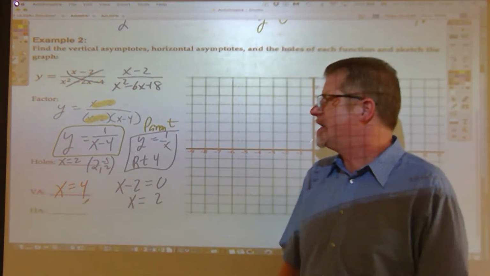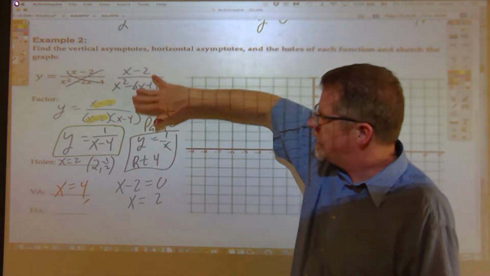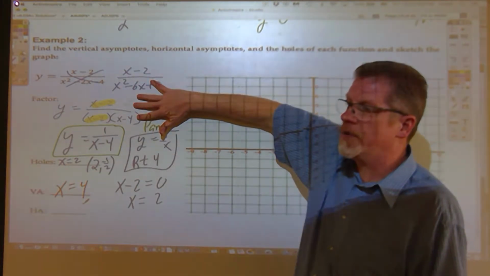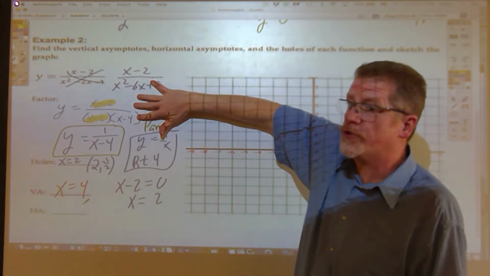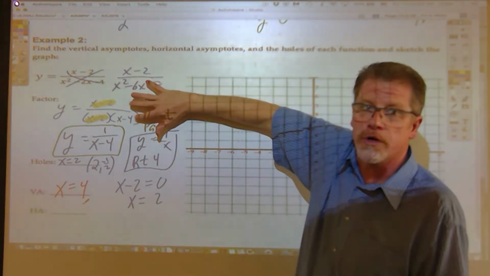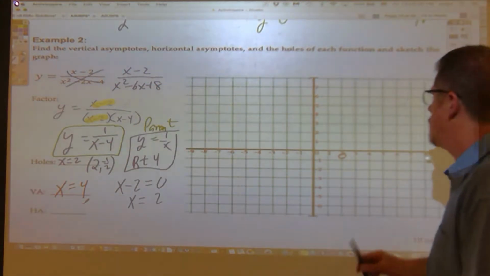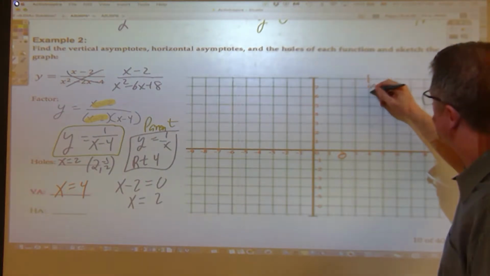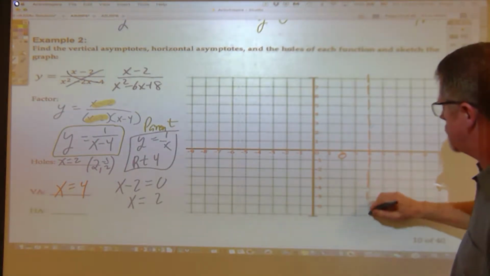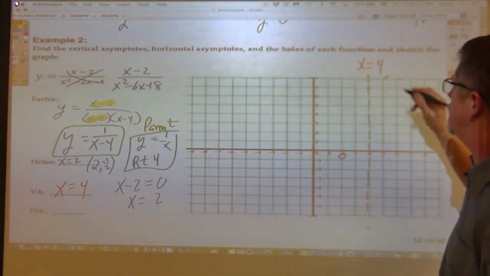So, any questions on how to just look at the original problem in factored form and conclude that there's a vertical asymptote at x equals 4? Let's install that into the graph. At x equals 4, please draw your vertical asymptote labeled with an equation now.